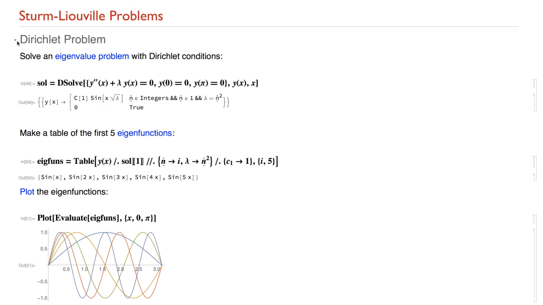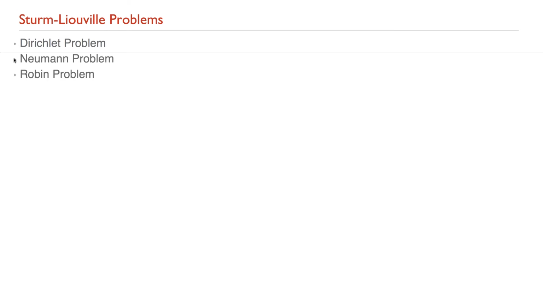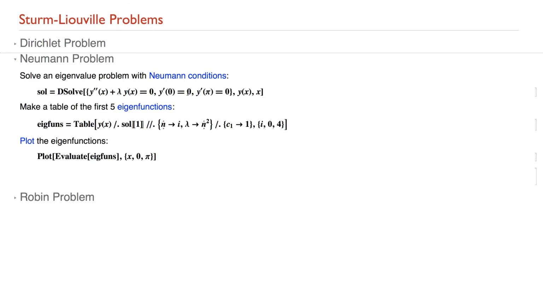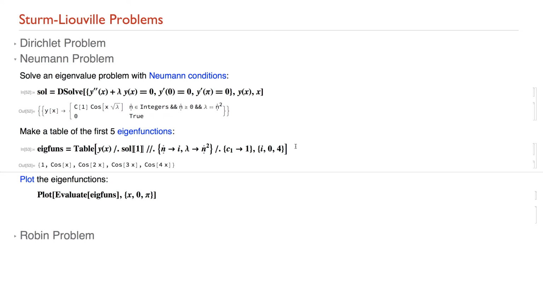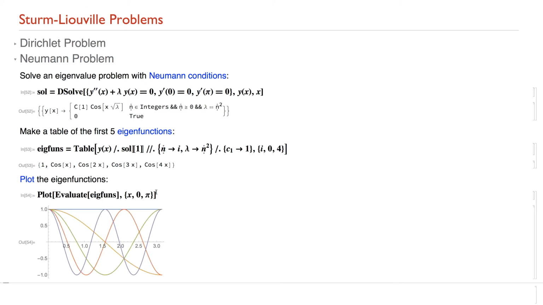Now, you could also prescribe derivatives at both ends. That's a so-called Neumann problem. So here I say that y prime is 0 at both the ends, and you get back a solution in terms of cosine. Again, you can find the first 5 eigenfunctions. So the one over here is, of course, also a solution in this case, and you can plot them. So those are 2 basic eigenvalue problems for differential equations.